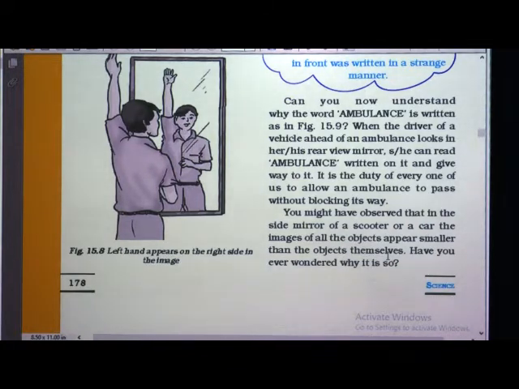Have you ever wondered why it is so? Though vehicles are larger in size, when we see images of these vehicles in the side mirror of a scooter or a car, they look smaller. What is the reason behind this? Let us discuss it in our next point.